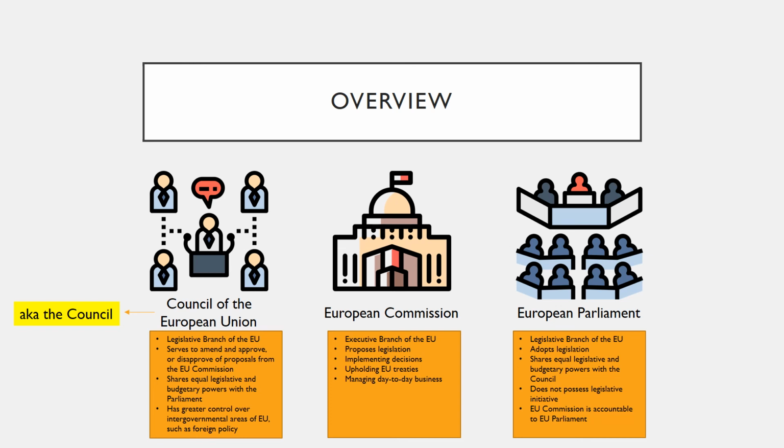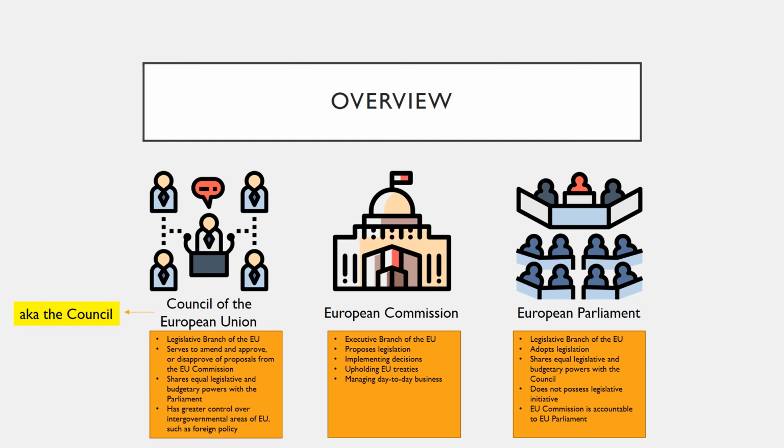The Council of the European Union, also referred to as the Council, serves to amend and approve, or disapprove of proposals from the executive branch, the European Commission. It shares equal legislative and budgetary powers with the European Parliament. Although, it has greater control over intergovernmental areas of the EU, such as foreign policy. This branch represents the governments of the individual member countries.